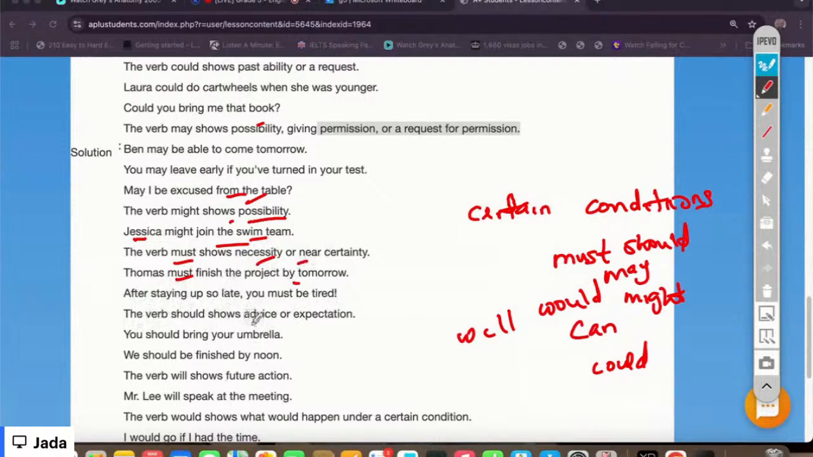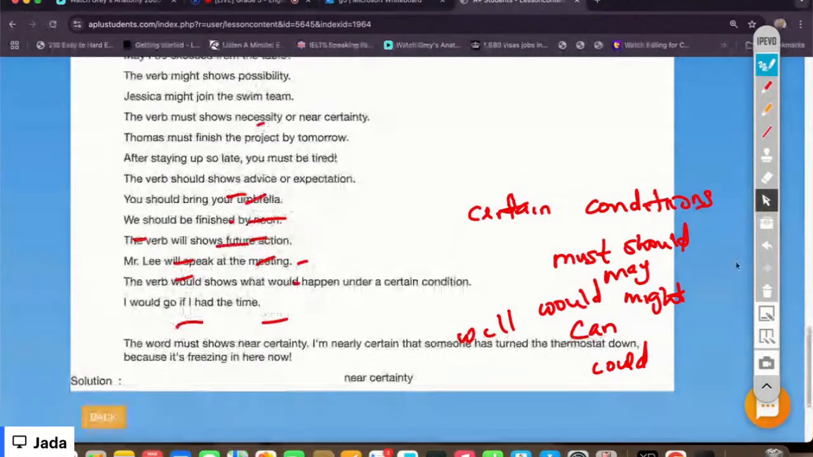Now the verb should shows advice or expectation. You should bring your umbrella. We should be finished by noon. So it's an advice or expectation for something to happen.